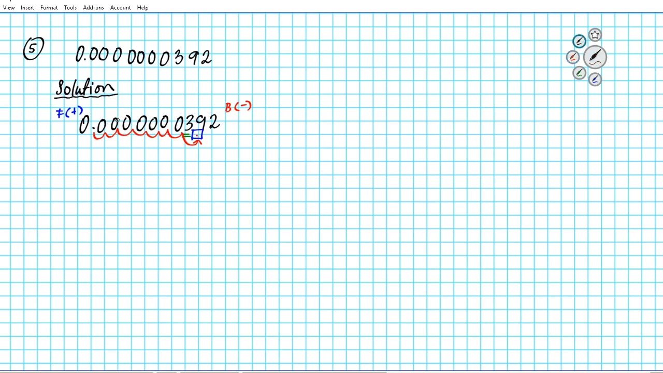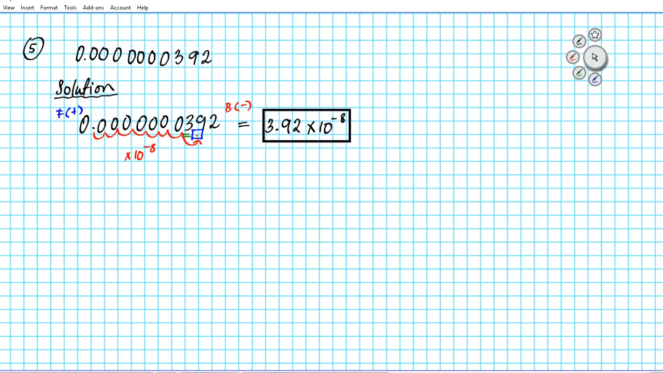So 0.000000392 is the same thing as 3.92 times 10. Now, since we moved the decimal point, how many places do we move it again? 8 places to the back of the number is going to be times 10 raised to the negative 8. So this would be times 10 raised to the negative 8 because we moved the decimal point towards the back of the number. And that's the answer to question number 5.